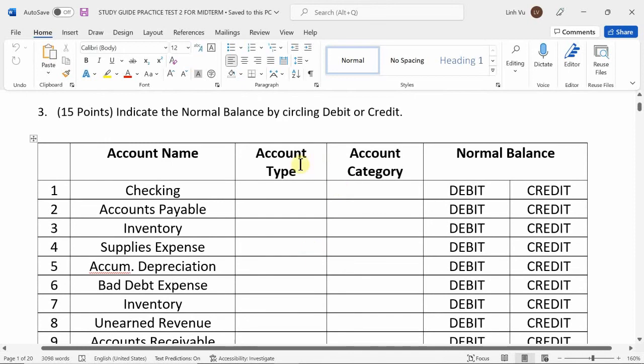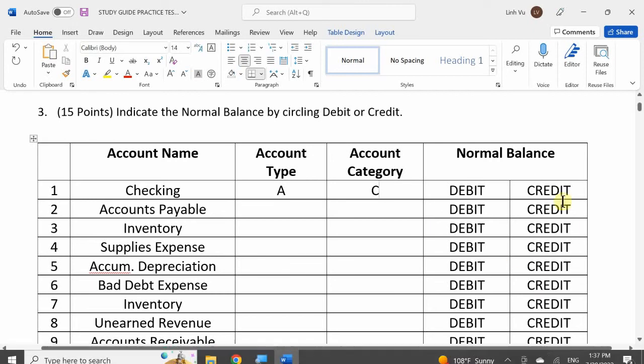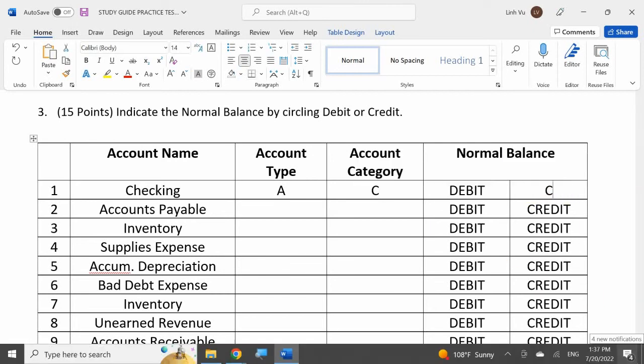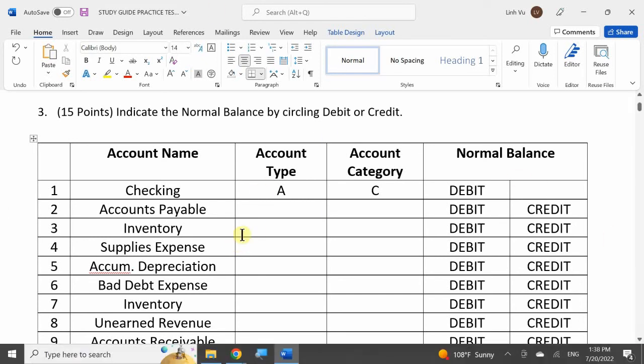Number 1, what is checking? Asset, current, debit. Yes, it is a current asset, because it's in its simplest form. And yes, it normally would have a debit balance. Again, utilize your accounting model to determine what kind of account balance you would normally see with a checking account. What about accounts payable?